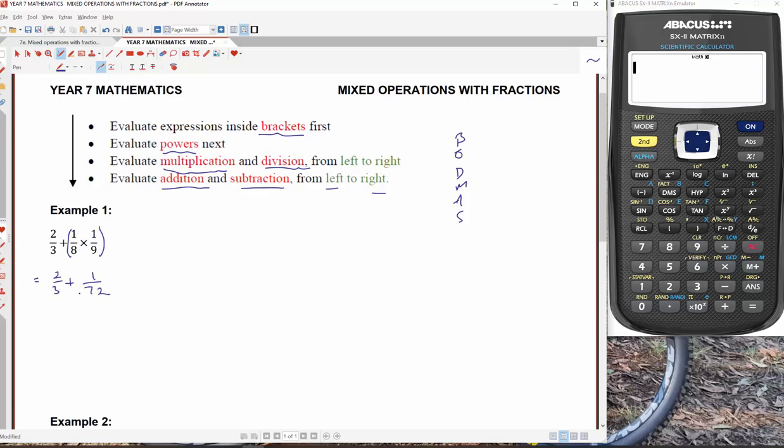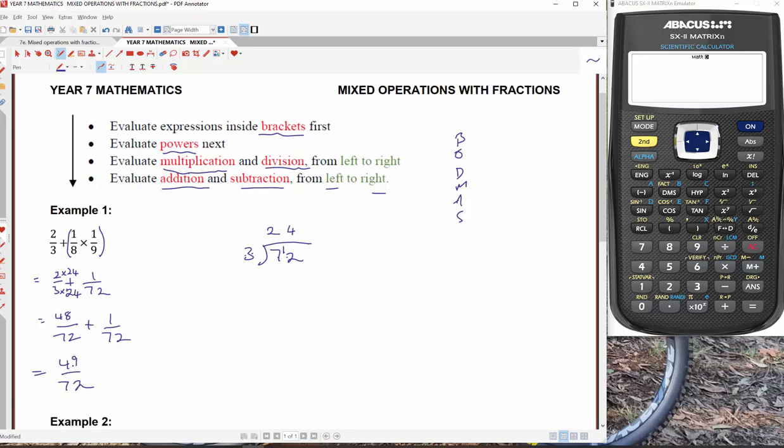So hopefully our common denominator, or lowest common multiple, of 3 and 72 will be 72. Let's just check whether 3 does indeed go into 72. 3 goes into 7 2 times, remainder 1. 3 goes into 12 4 times. So this needs to be times by 24, and this needs to be times by 24. And we've got 48 over 72 plus 1 over 72, which is 49 on 72.